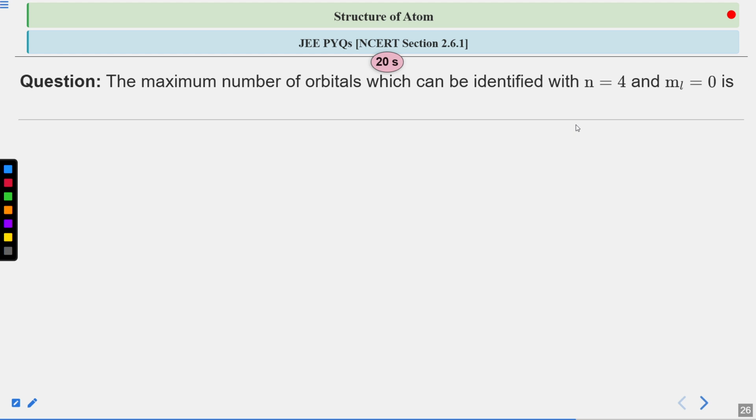You have some time, try to solve this, and then we will see which is the correct answer.